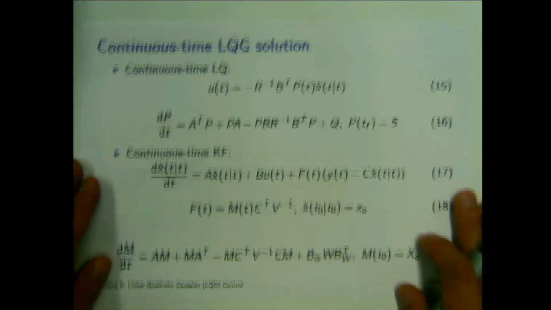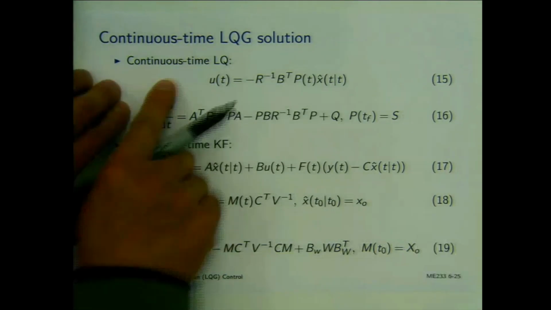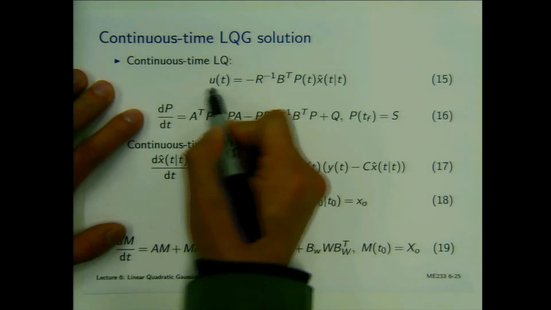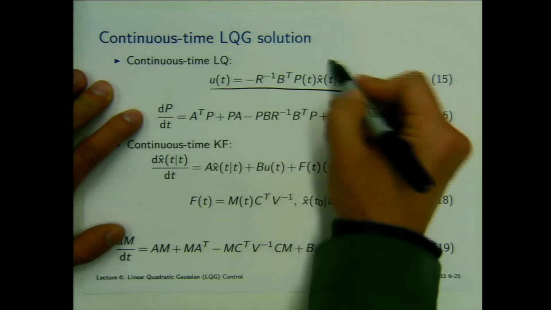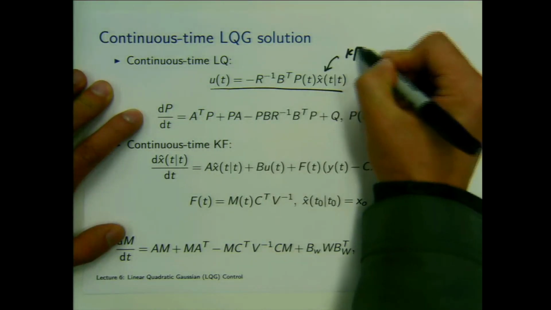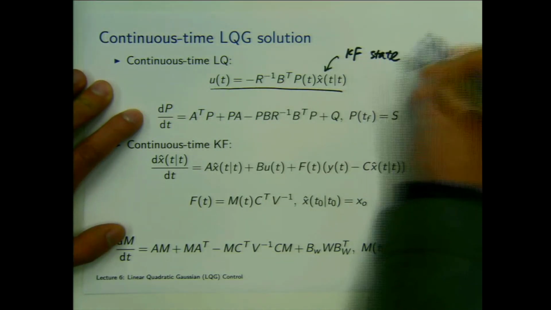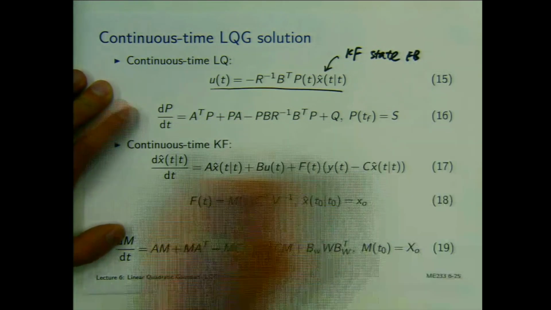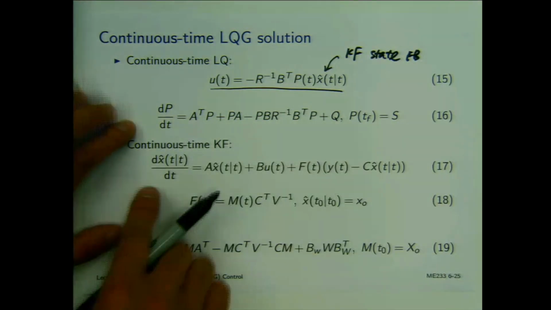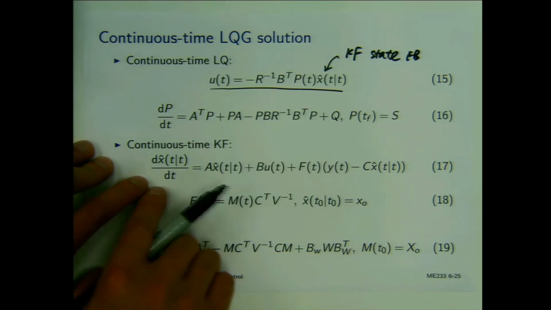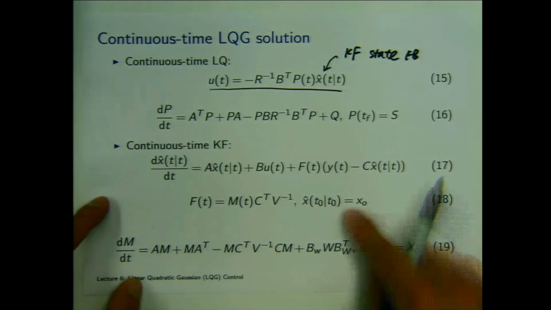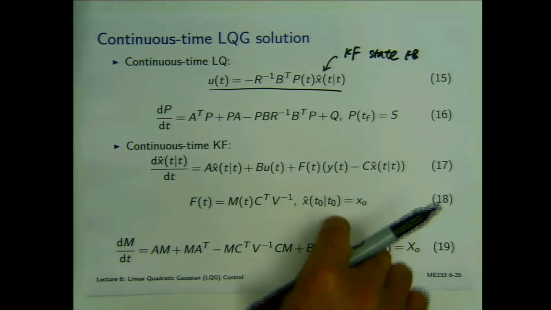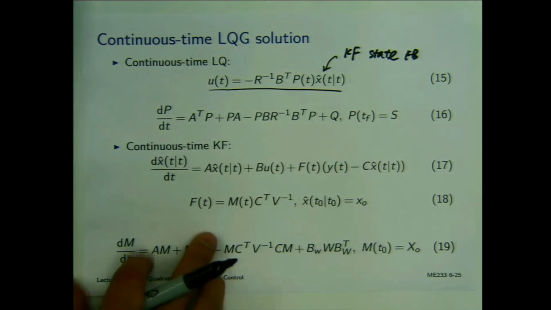So the solution contains two parts. The continuous time LQ, which is using this optimal state feedback control law. So you see now, it's Kalman filter state feedback. And the Riccati equation. And the Kalman filter is exactly a standard continuous time Kalman filter with the Riccati equation and the gain matrix. Okay.